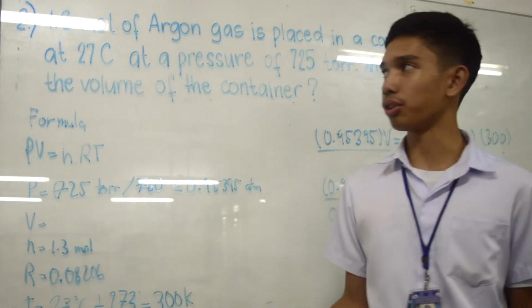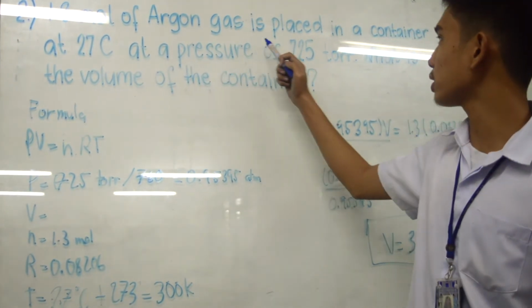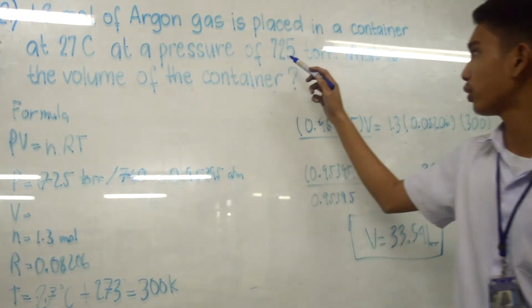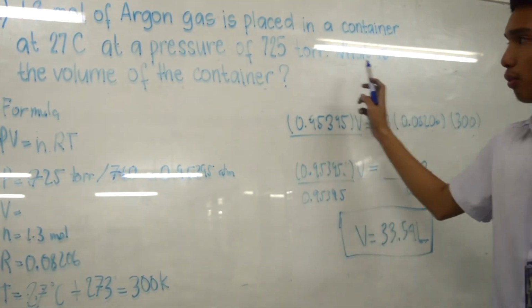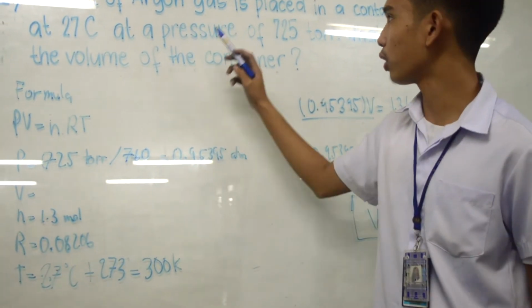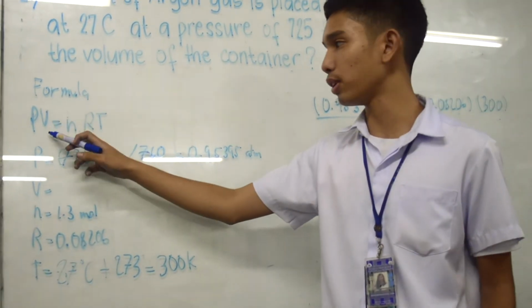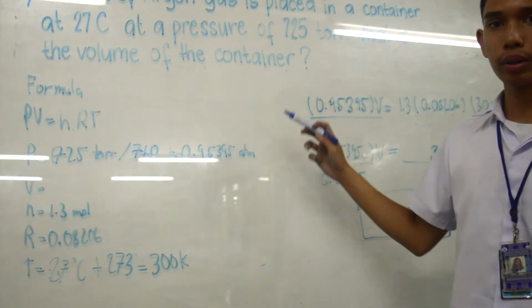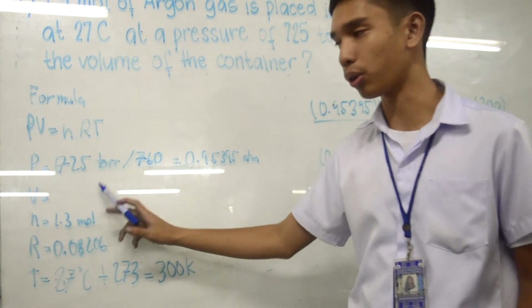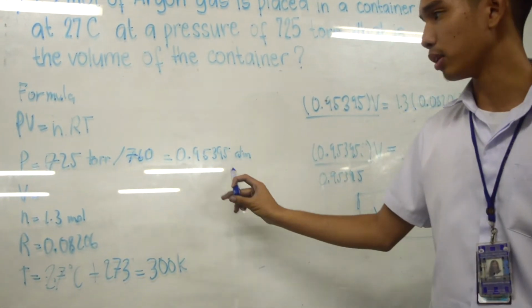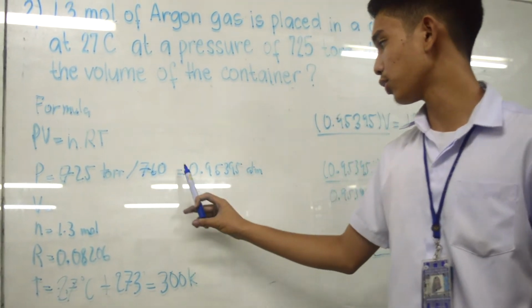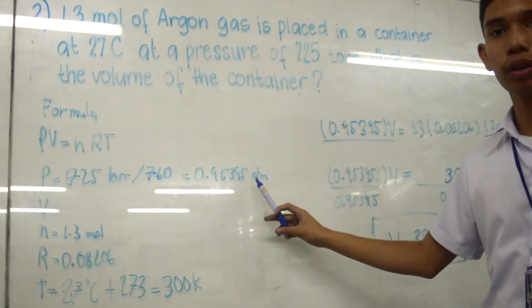So the second question is, 1.3 moles of argon gas is placed in a container at 27 degrees Celsius at a pressure of 725 torr. What is the volume of the container? So what is asked is the volume. Then we need to write the formula, which is PV equals nRT. Then we need to write what is given. So the given pressure is 725 torr. We need to convert it into atm, so we need to divide it by 760. So the answer is 0.95395 atm.